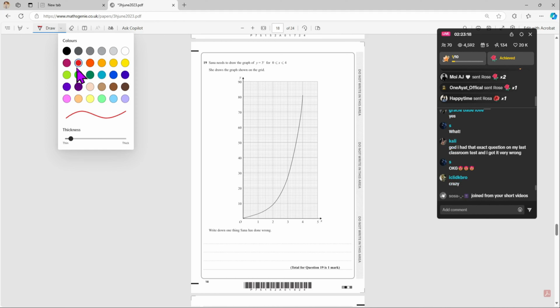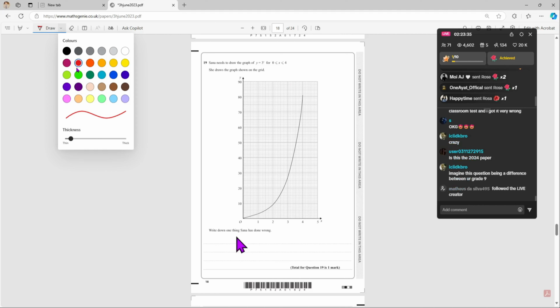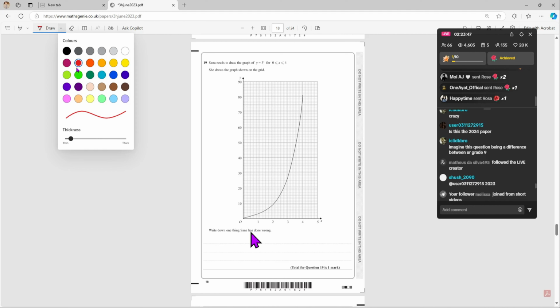Sana needs to draw the graph of y is equal to 3 to the power of x, for 0 less than or equal to x, less than or equal to 4. She draws the graph shown on the grid. Write down one thing Sana has done wrong. What is one thing she has done wrong, guys? Look at it very, very carefully.